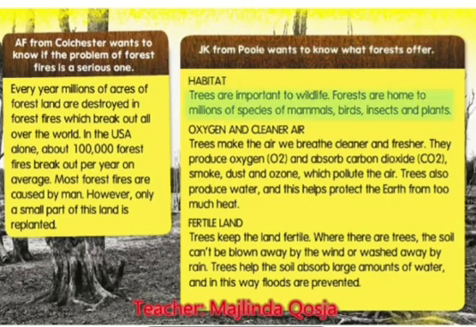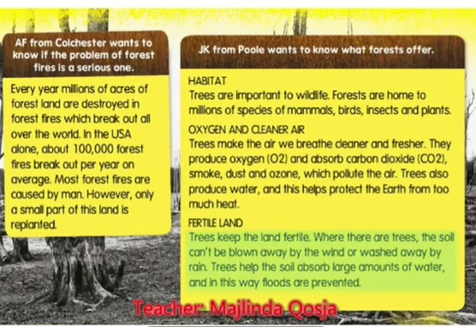Habitat. Trees are important to wildlife. Forests are home to millions of species of mammals, birds, insects and plants. Oxygen and cleaner air. Trees make the air we breathe cleaner and fresher. They produce oxygen, O2, and absorb carbon dioxide, CO2, smoke, dust and ozone which pollute the air. Trees also produce water, and this helps protect the earth from too much heat.